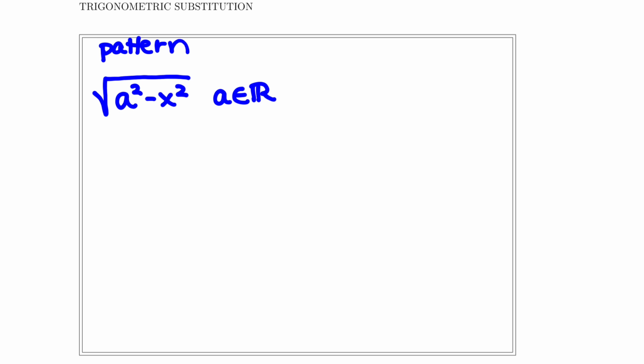For example, 16 minus x squared. 25 minus x squared in a square root. Could be 3 minus x squared, doesn't matter, but a squared minus x squared is the pattern you look for. If you see a squared minus x squared, the substitution that you will make is x equals a sine theta.